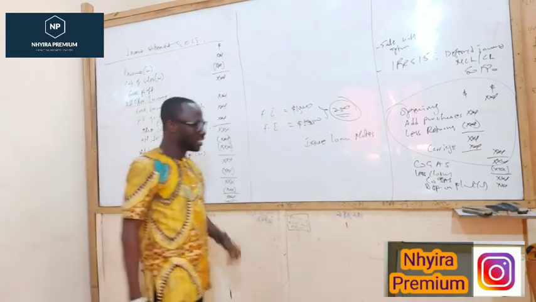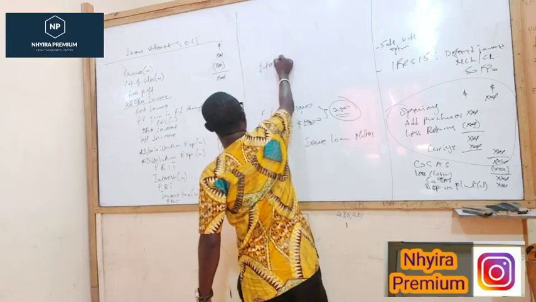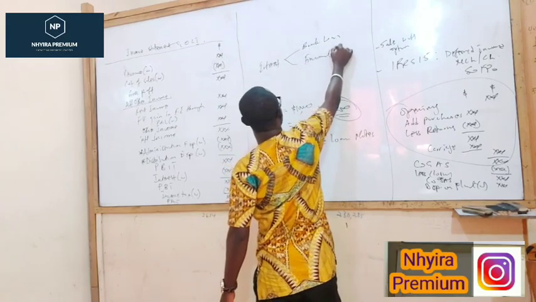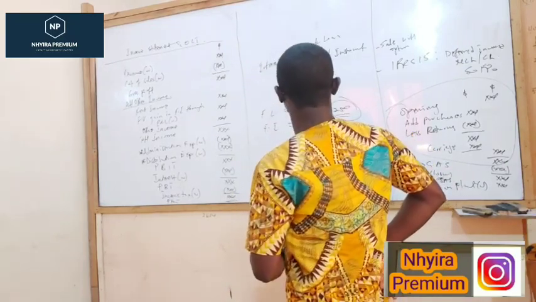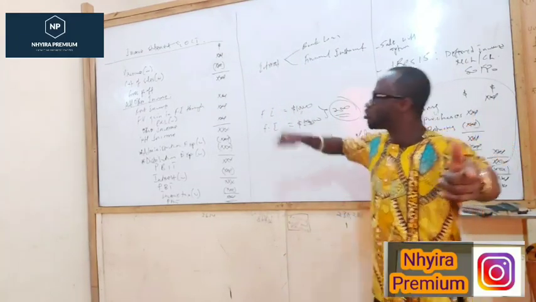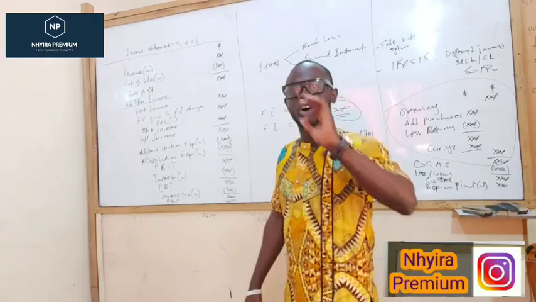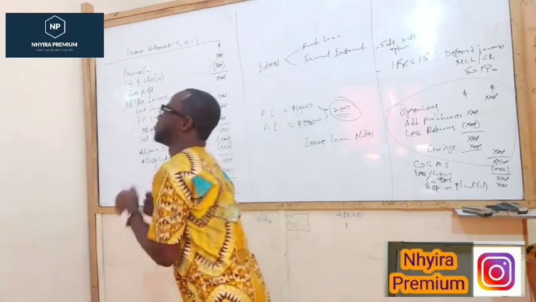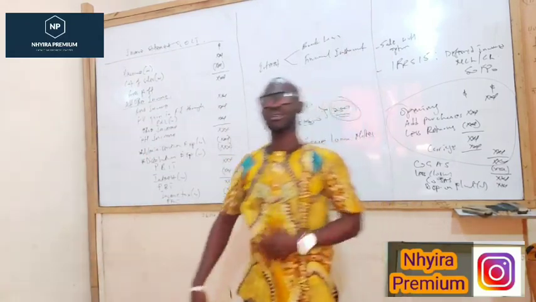Then the interest. Interest here can be in two folds. It can be interest on a bank loan, or maybe interest on a financial instrument. What is the difference when it comes to the issue of loan notes? Which interest comes into the P&L? Is it the coupon rate or the effective rate? Which comes into the P&L?